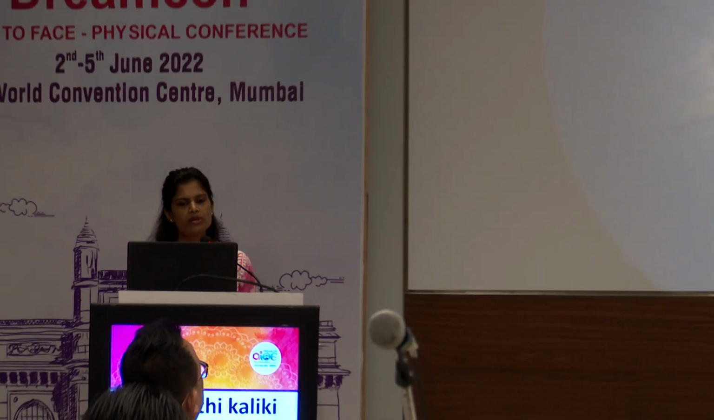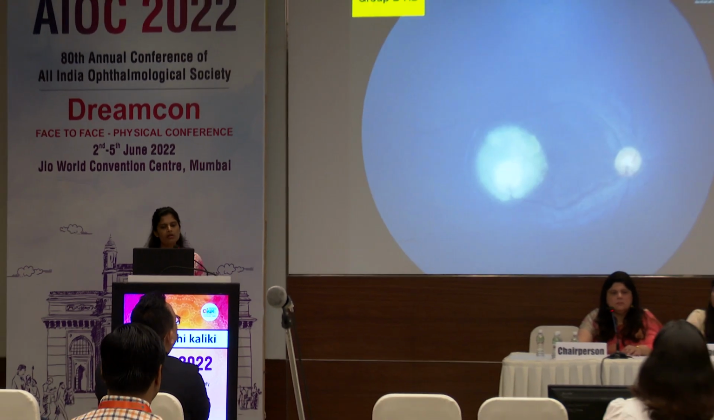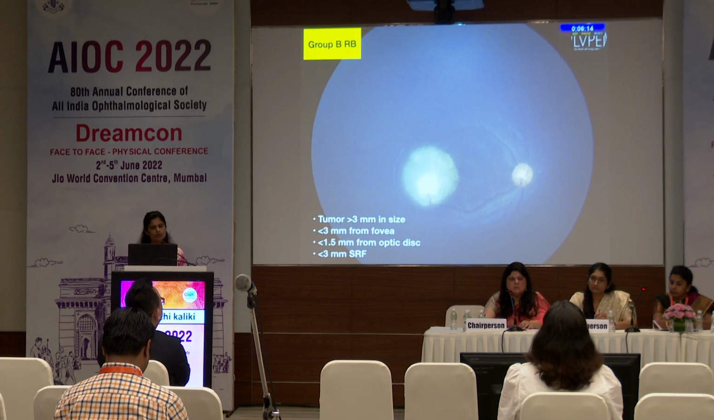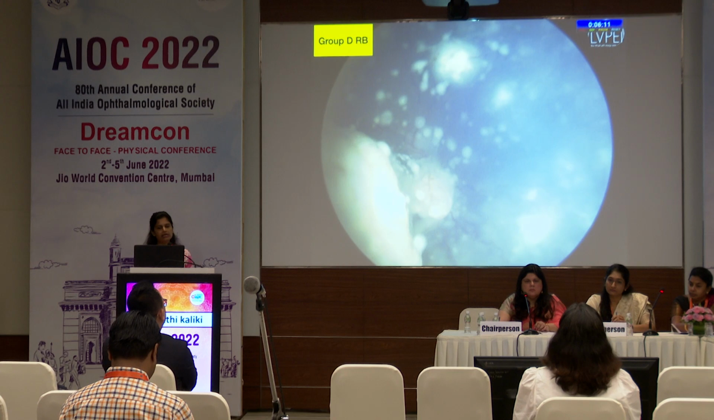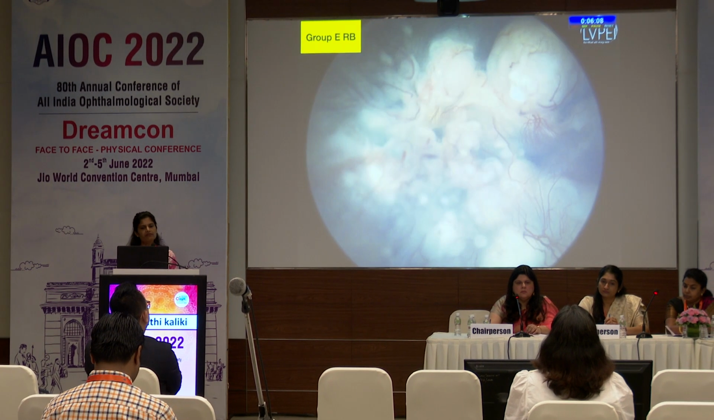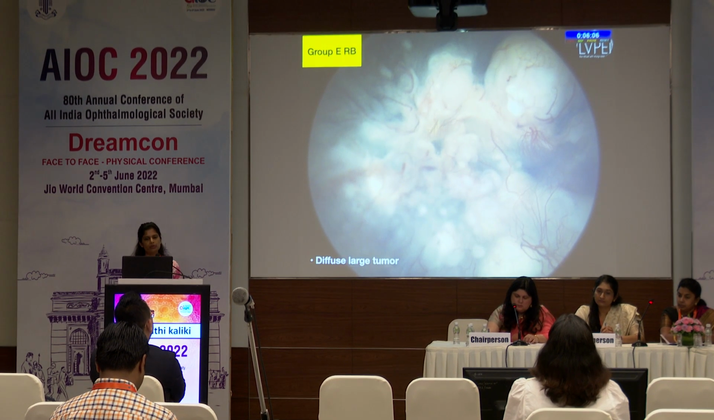Now, if such an image is shown, obviously it will be reported as normal. If a small tumor like this, it will be a group A tumor. If a larger tumor, a group B tumor. If it is a tumor with localized seeds, then it will be group C. If diffuse seeds, group D, and if it's an extensive tumor, group E tumor.